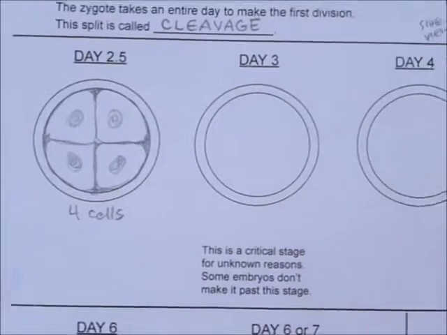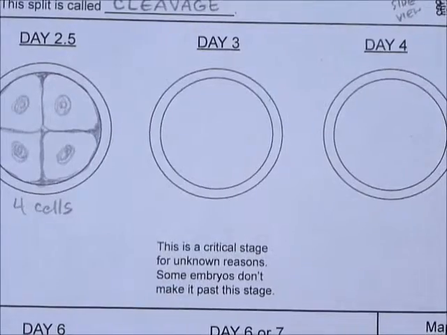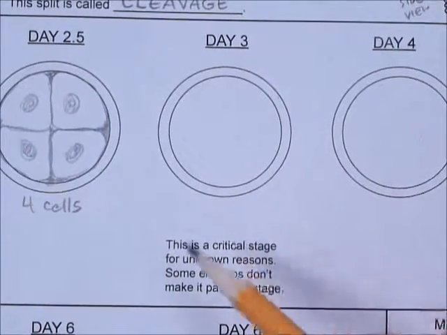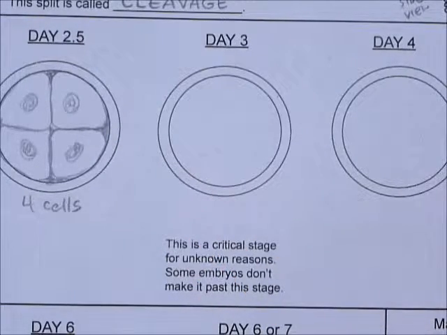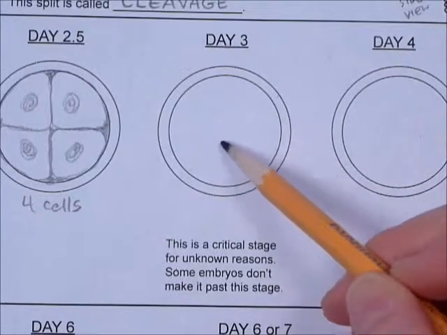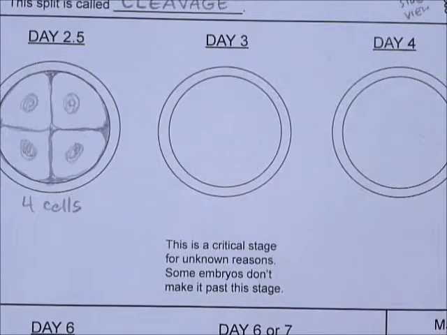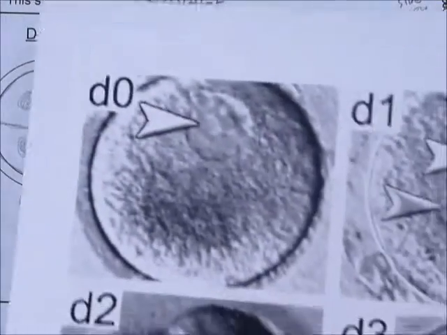All right, so day 3. Now each one of these cells is going to divide again. So we have 4 times 2 is 8. Now at this point, it's going to get a little more complicated to draw. Let me show you a picture first. Some actual photographs of this process.